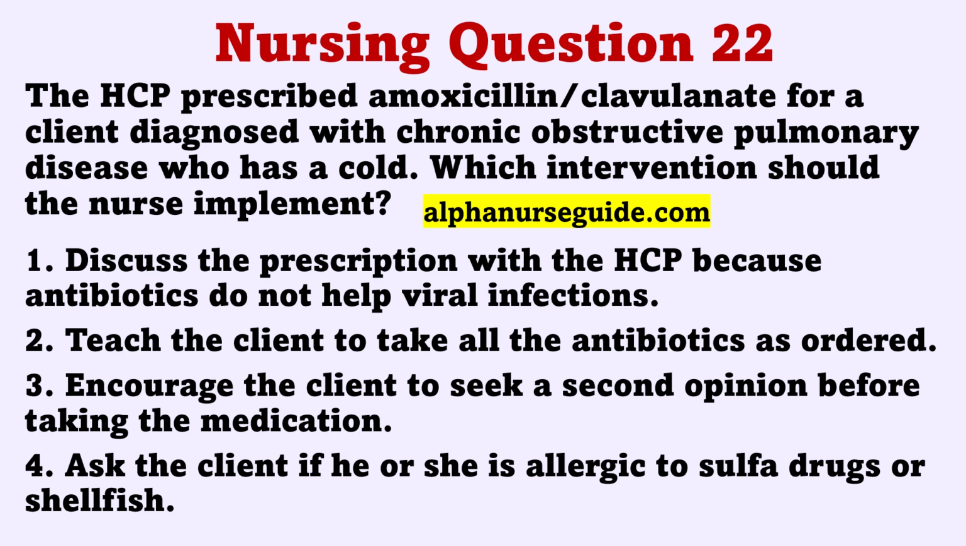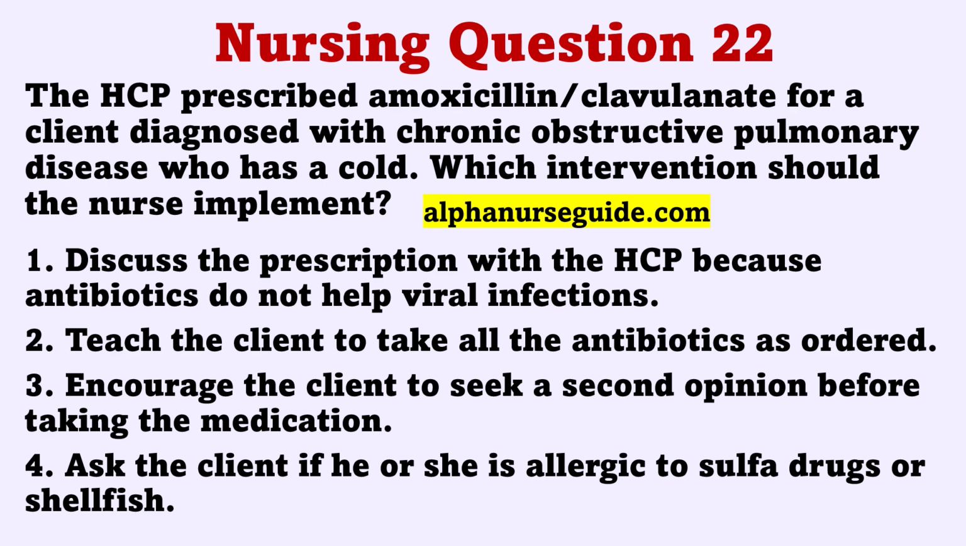The HCP prescribed amoxicillin clavulanate for a client diagnosed with chronic obstructive pulmonary disease who has a cold. Which intervention should the nurse implement? 1. Discuss the prescription with the HCP because antibiotics do not help viral infections. 2. Teach the client to take all the antibiotics as ordered. 3. Encourage the client to seek a second opinion before taking the medication. 4. Ask the client if he or she is allergic to sulfa drugs or shellfish.